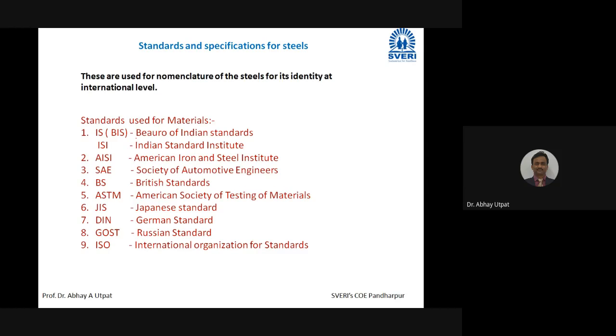SAE has different chapters for different automobile oils and automobile parts. These are designed and coded by SAE. The next one is British Standard, BS. Next one is ASTM, American Society for Testing of Materials. Standards are not always only for materials. Standards are for materials, processes, parts, etc. So, American Society for Testing of Materials, that is a testing standard.